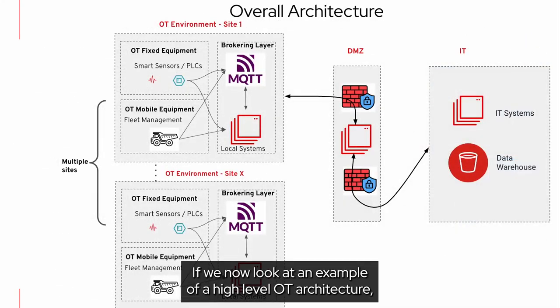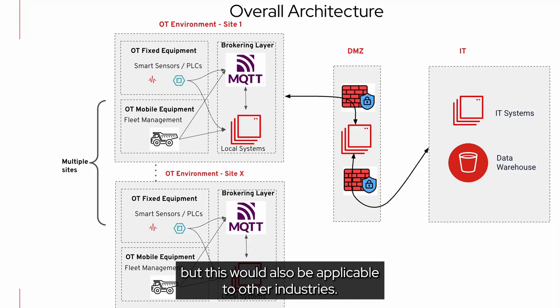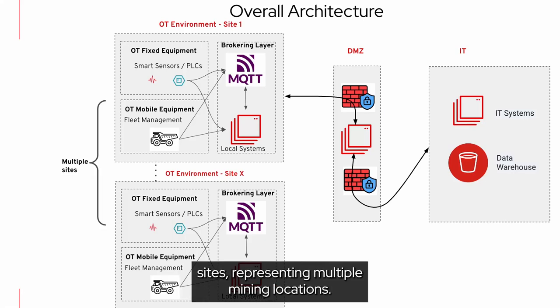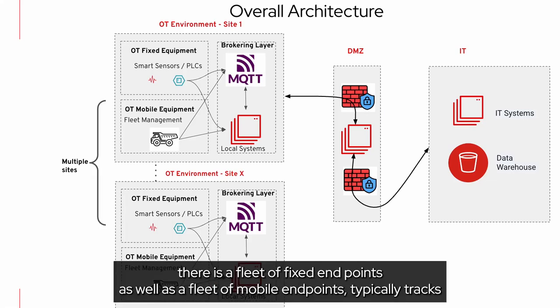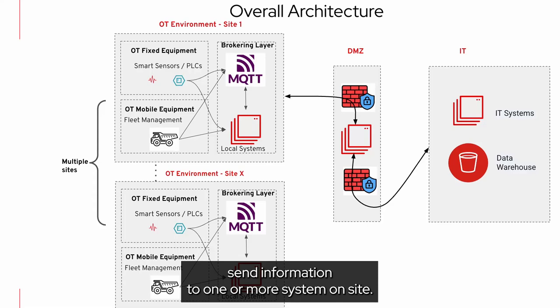If we now look at an example of a high-level OT architecture, I have taken an example in the mining sector to make it more real, but this would also be applicable to other industries. In this example, we have multiple OT sites representing multiple mining locations. At each site, there is a fleet of fixed endpoints as well as a fleet of mobile endpoints, typically trucks. All endpoints, as per the previous slides, send information to one or more systems on site.